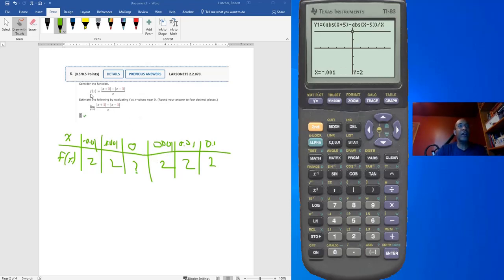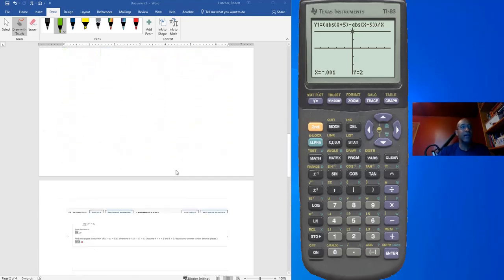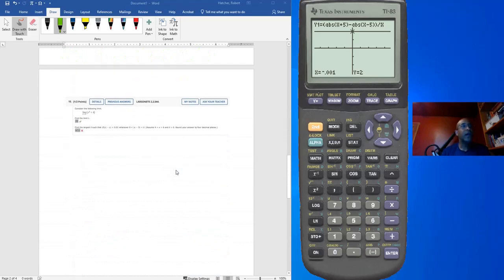You can't use this kind of technique unless the question tells you to. Evaluating f of x at x values near 0 tells you that you can use this table method to do it. But if it doesn't say that, then you have to do it analytically like other limits we have done in chapter 2.